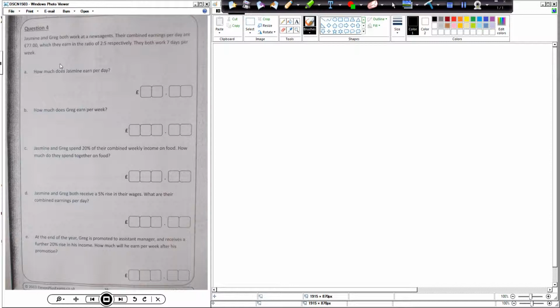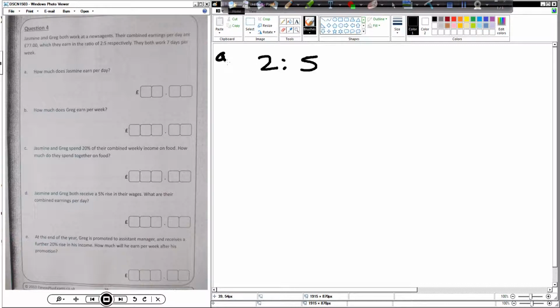Okay, folks, question 4. Jasmine and Greg both work at a newsagent's. The combined earnings per day are £77, which they earn in a ratio of 2 to 5. They both work 7 days per week. How much does Jasmine earn per day? Okay, now we know from this ratio here, the ratio of 2 to 5, so question 4A, that there's going to be 7 parts altogether. 2 and 5 is 7 parts.